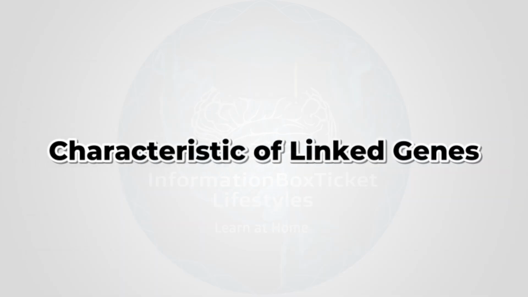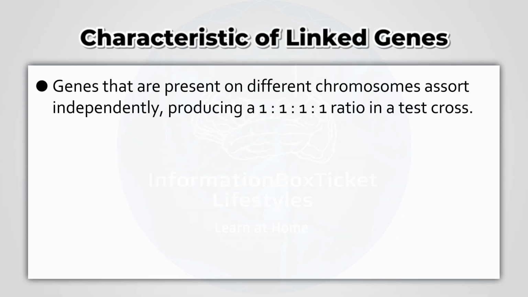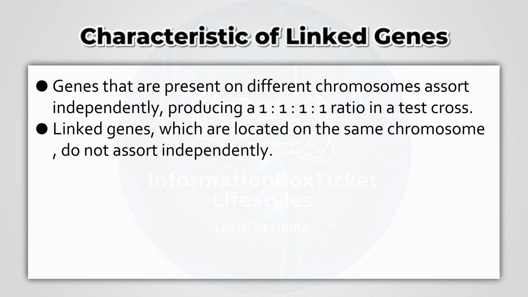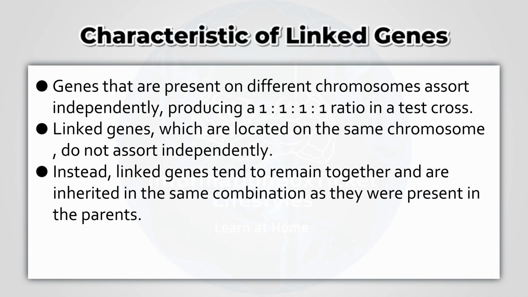Characteristic of linked genes. Genes that are present on different chromosomes assort independently, producing a 1:1:1:1 ratio in a test cross. Linked genes, which are located on the same chromosome, do not assort independently. Instead, linked genes tend to remain together and are inherited in the same combination as they were present in the parents.